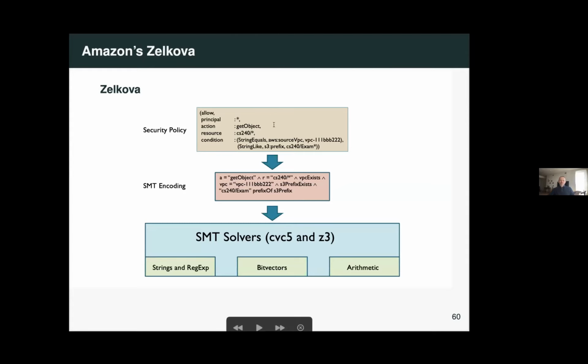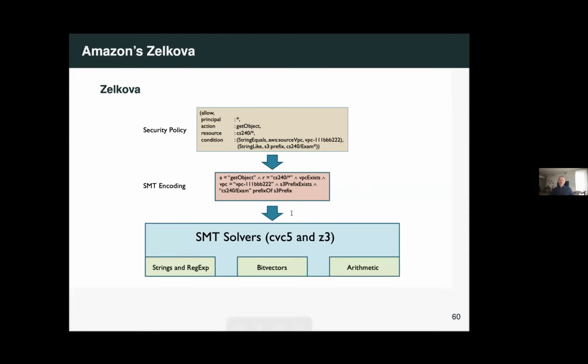And the way this works is they'll take an access policy, and then they'll take a question of whether an access policy is stronger than another access policy and reduce that into an SMT encoding, and then call either CVC5 or Z3, which are the two SMT solvers that support strings.